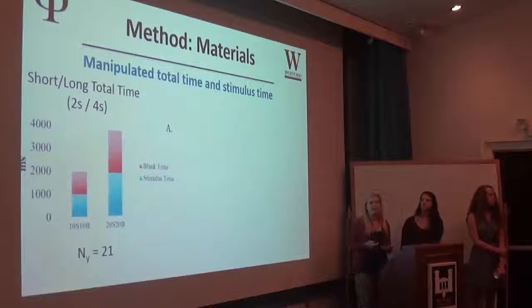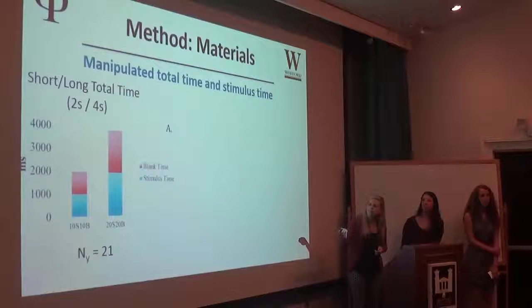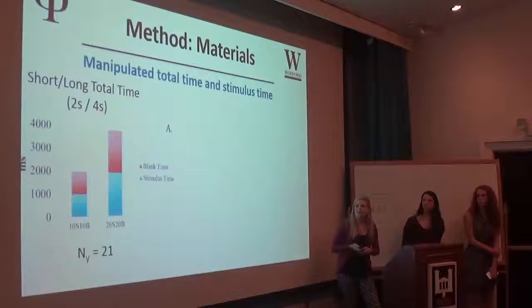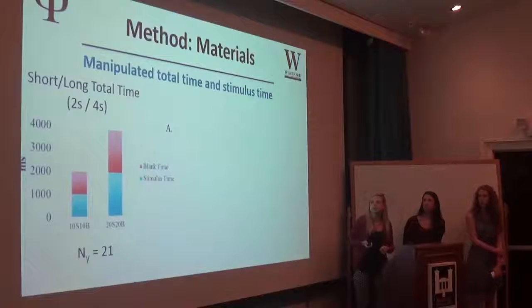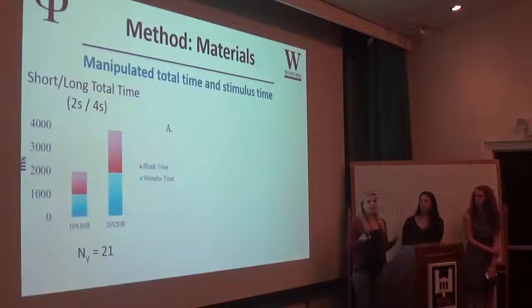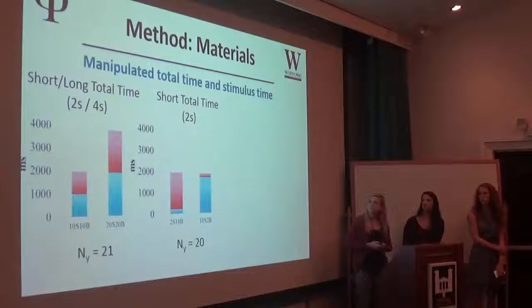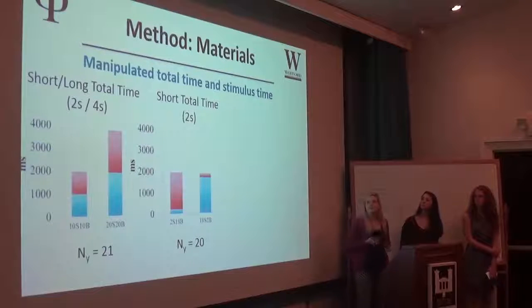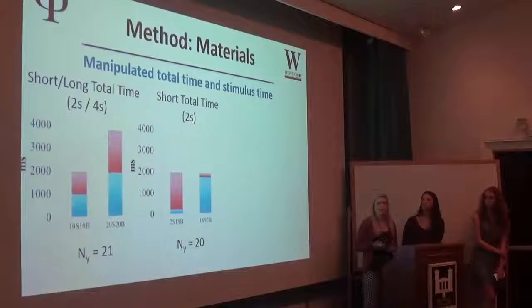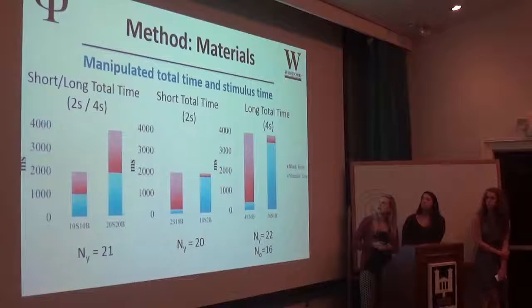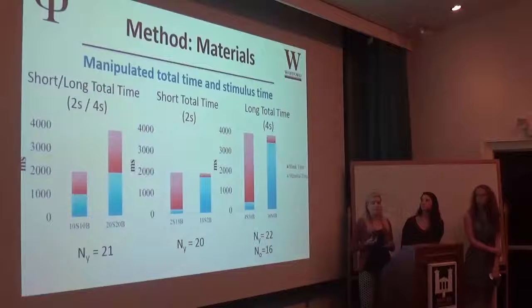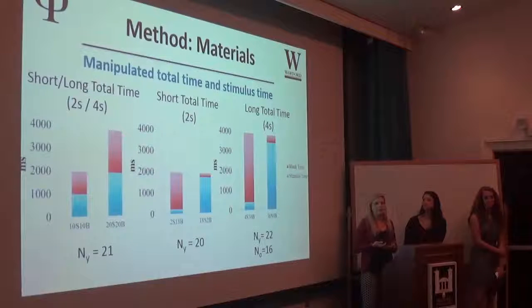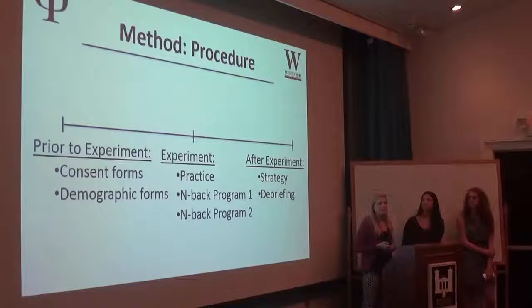The stimulus includes the blank time, and it's also worth noting that blank time here is in red, stimulus time is in blue. Our y-axis is in milliseconds, and our x-axis is the two programs that were within the condition. So within this condition, both blank time and stimulus time were exposed equally to the participant. And then for the short total time, this is our 2-second condition. Participants were exposed to the stimulus 2 seconds, but the stimulus time and the blank time differed. And then 4 seconds here, participants were exposed to each stimulus 4 seconds, but the blank time and the stimulus time also differed. This is a timeline of our experiment.